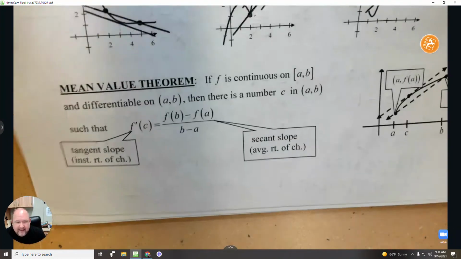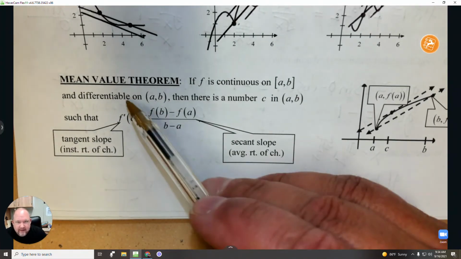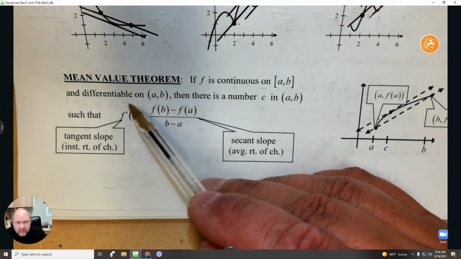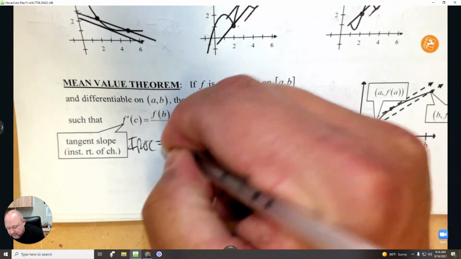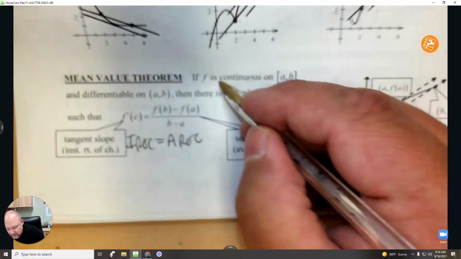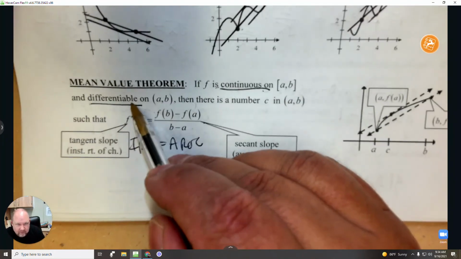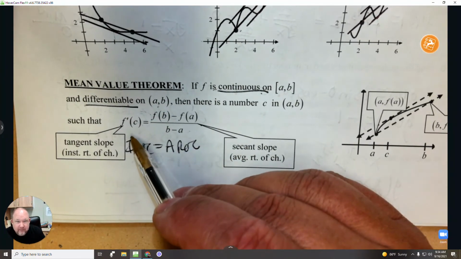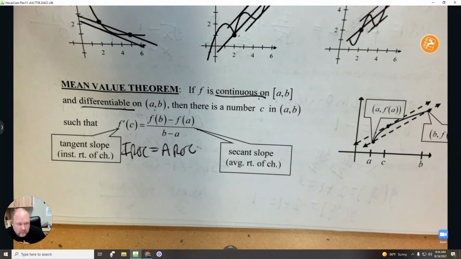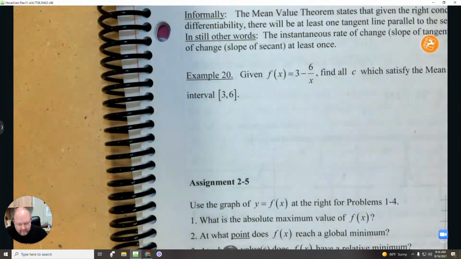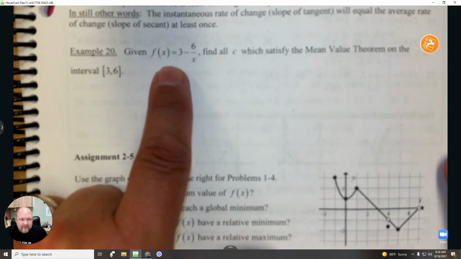We're now going to look at it algebraically. This is AROC, and this is the derivative. So you have the derivative and that. This is the same as saying IROC equals AROC. And the key here is continuous and differentiable. If it's continuous and differentiable from a to b, then there has to be at least one moment where IROC equals AROC. And there could be more than one. Alright. So we're now going to look at the mean value theorem here.